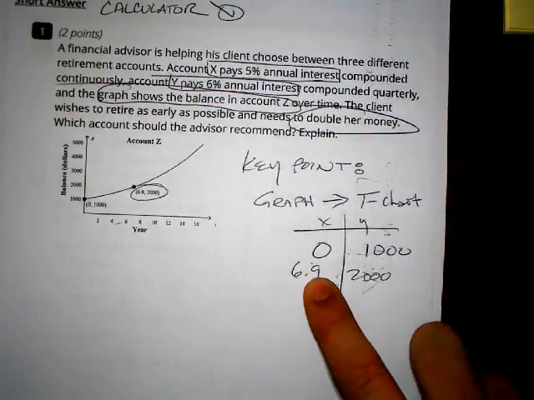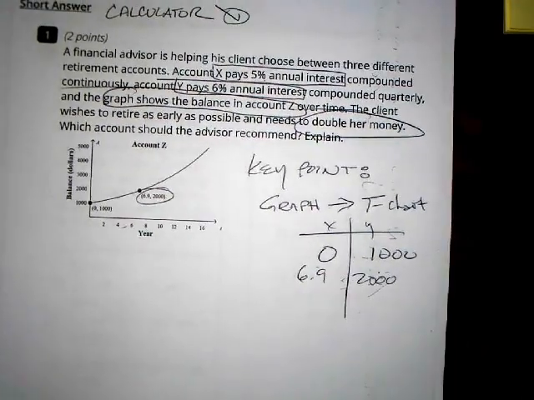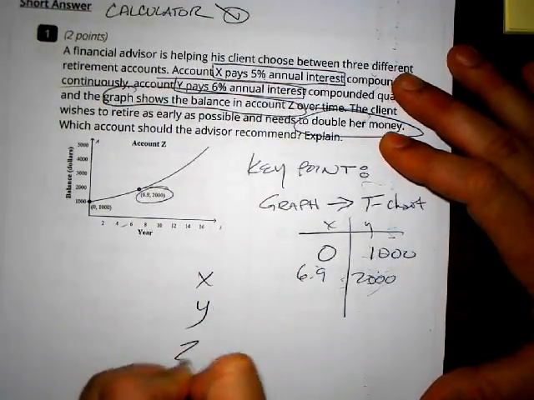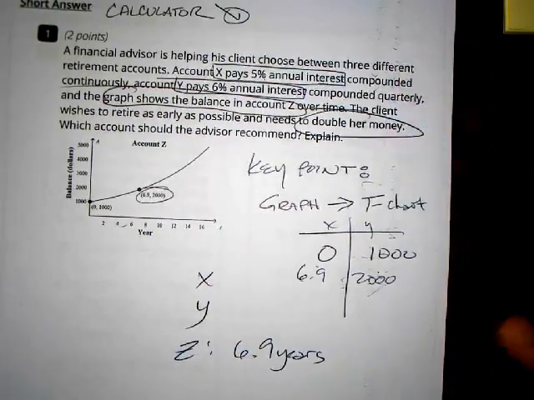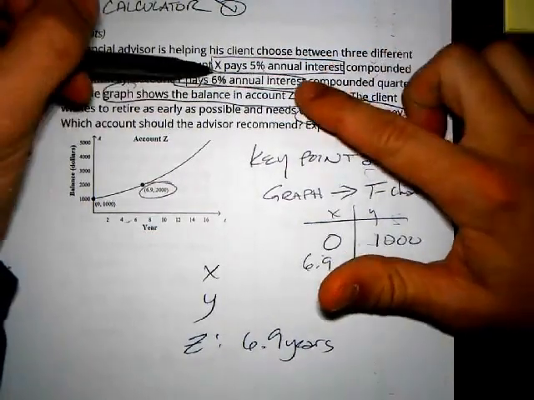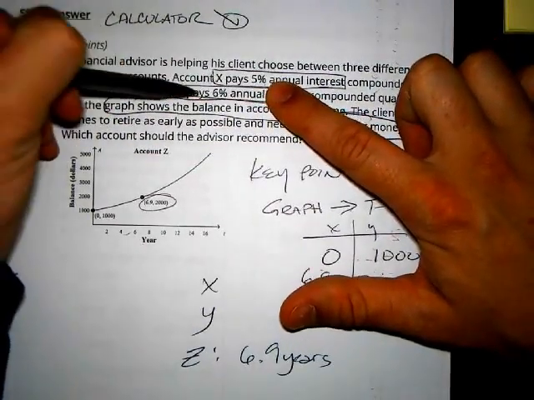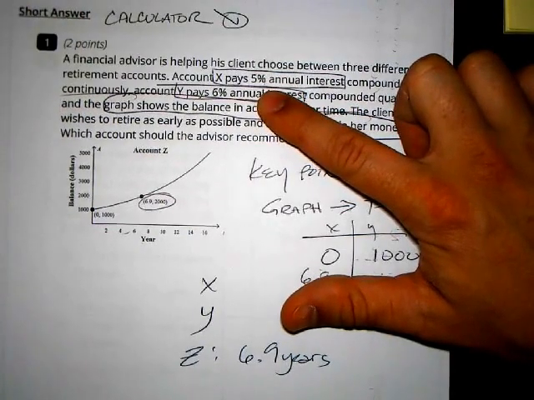So how long did it take us to double our money here in this account? 6.9 years. Fantastic. So account Z takes 6.9 years. We are already very close to being done on this one. Now all we need to do is figure out account X. Again, it's paying 5%, and it's paying 6% for account Y. So those are the only changes that we need to make.